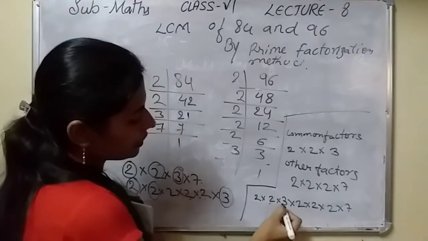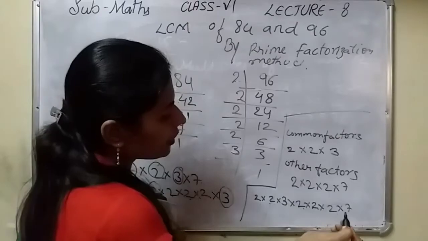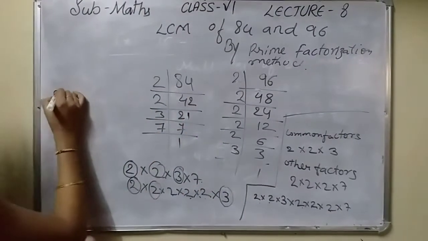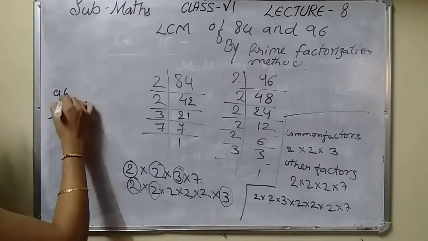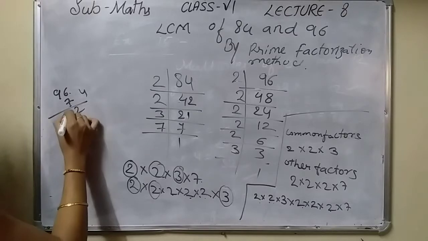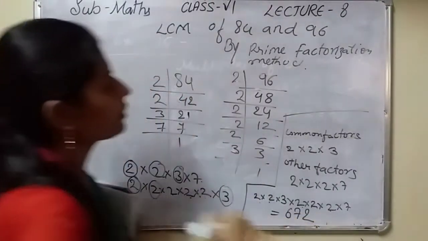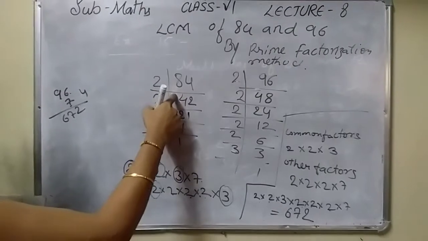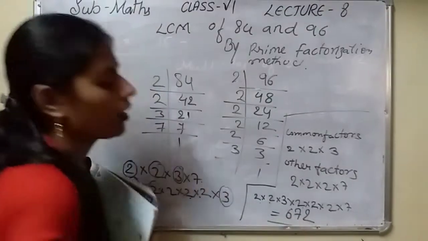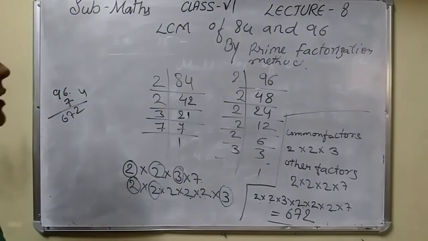2 2s are 4, 4 3s are 12, 12 2s are 24, 24 2s are 48, 48 2s are 96, 96 multiplied by 7, 672. 672 is the LCM of 84 and 96. Okay, 672. See what I have done here, I will explain once again.